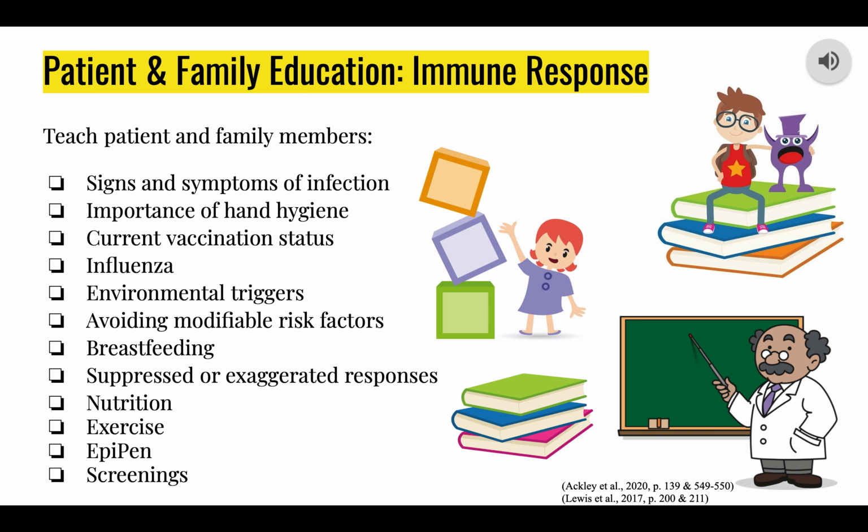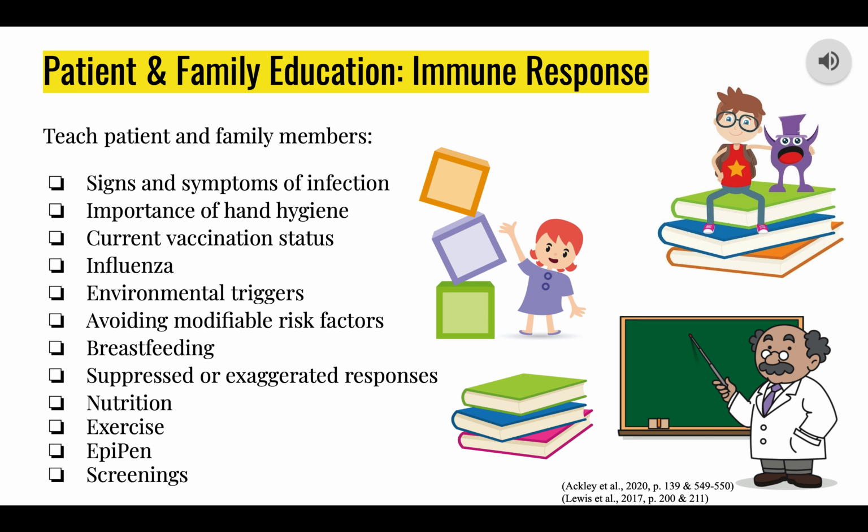Number 3, we want to teach the importance of staying up to date on all vaccinations, and if they aren't up to date on all vaccinations, provide a catch-up schedule per CDC recommendations. Number 4, signs and symptoms of influenza and the importance of annual influenza vaccination, not only for the pediatric patient, but the family members surrounding the patient. Number 5, the importance of avoiding environmental triggers such as pet dander, dust accumulation in the household, or plant and tree pollen. Number 6, the avoidance of modifiable risk factors.